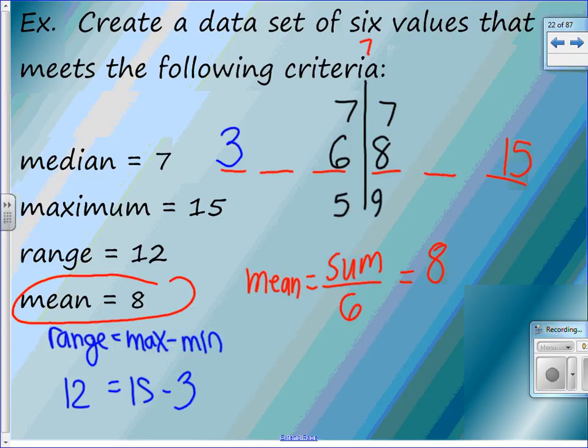Then we can solve that equation for the sum, and then we know what all the numbers have to add up to. And if we know what all the numbers have to add up to, you can find out what this number here that's missing plus this number has to be.